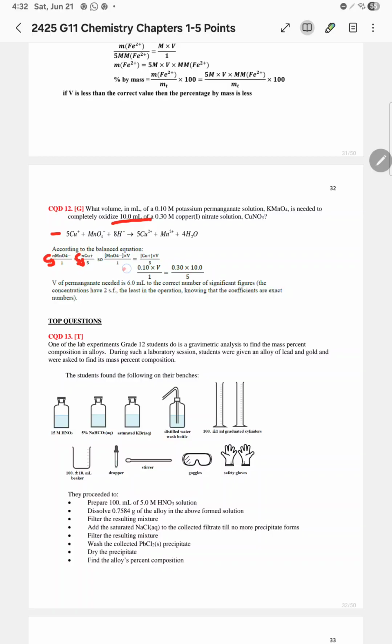We know that the concentration of the potassium permanganate is 0.10 times the volume divided by 1 equals the same thing for copper, divided by 5 because we have 5 moles and here we have 1 mole. So 0.3 times 10 divided by 5 equals 0.1 times V times 1. So the volume needed is 6 milliliters to the correct significant figures.